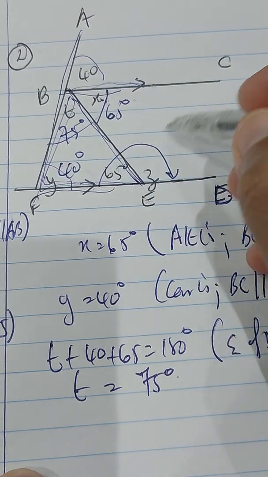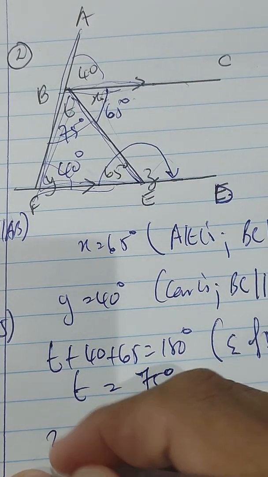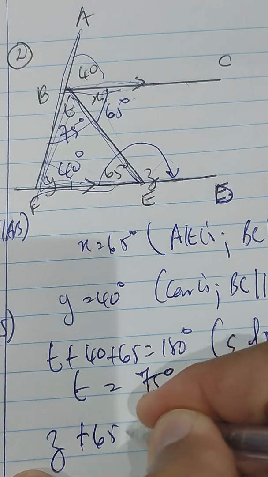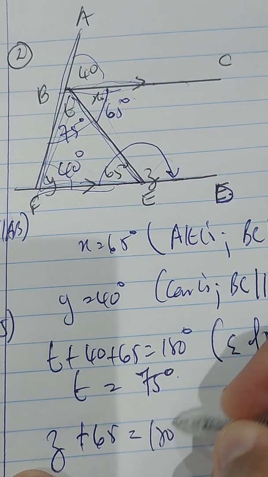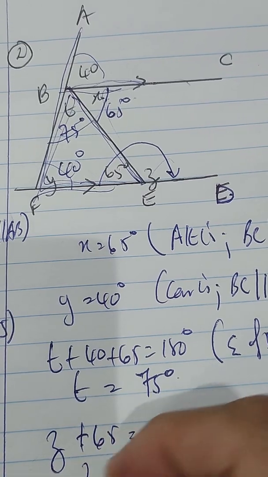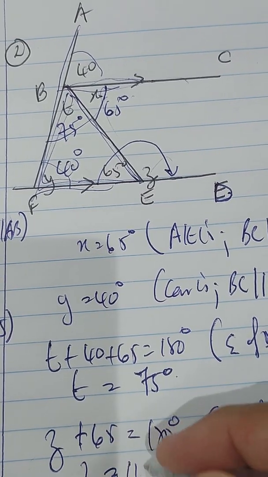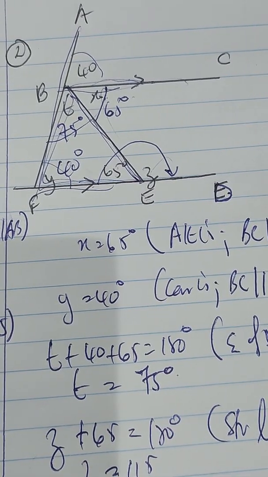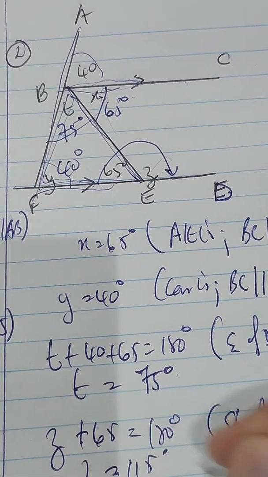And with Z we can go angles in a straight line or co-interior angles. So Z plus 65 is equal to 180. Angles in a straight line. So Z is equal to 115 degrees. Okay.